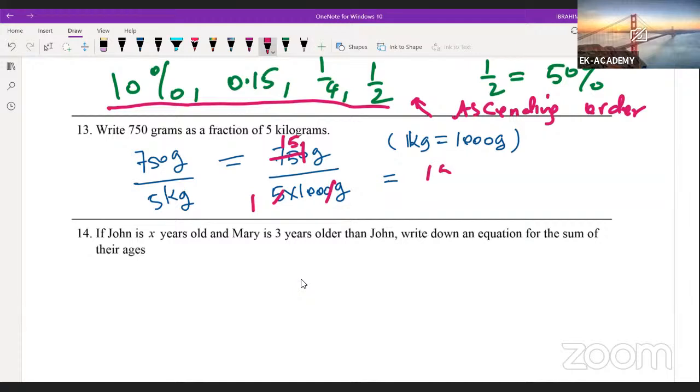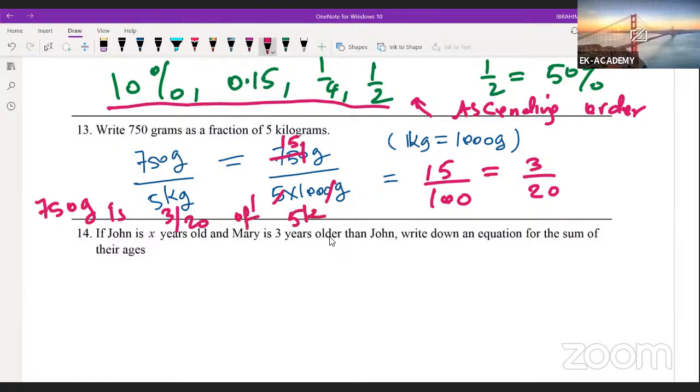So you have 15 over 100, which is by 5, 3, by 5 there, 20. So the fraction, 750 grams is 3 over 20 of 5 kg. Now we can conclude that 750 grams is 3 over 20 of 5 kg.